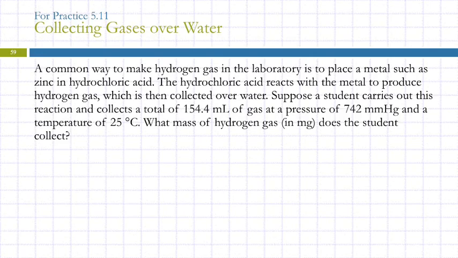The common way to make hydrogen gas in the lab is to place a metal such as zinc in hydrochloric acid. The hydrochloric acid reacts with the metal to produce hydrogen gas, which is then collected over water. Suppose a student carries out this reaction and collects a total of 154.4 milliliters of gas at a pressure of 742 millimeters mercury and a temperature of 25 degrees Celsius. What mass of hydrogen gas in milligrams does the student collect?